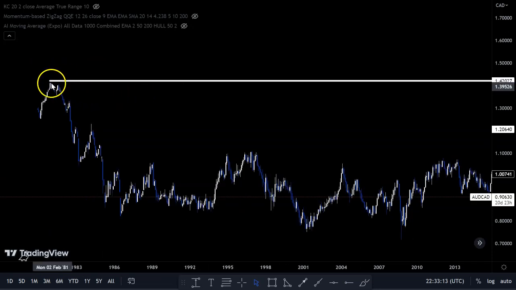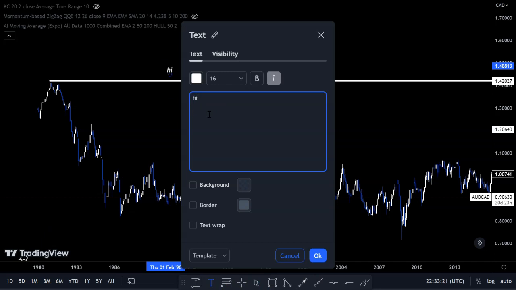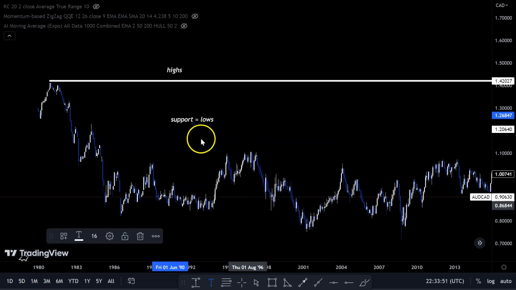So your resistance are your highs. Hope you remember your highs. Yeah, your highs. The high or highs, let's say highs, and then your support is your lows. So support is equal to your lows. So let me keep this here.